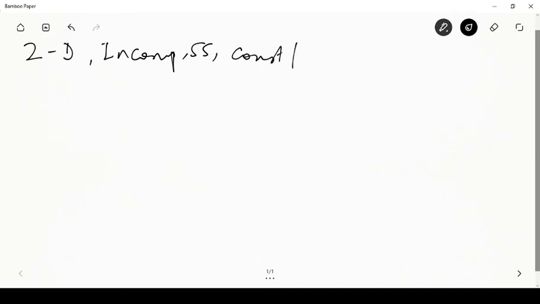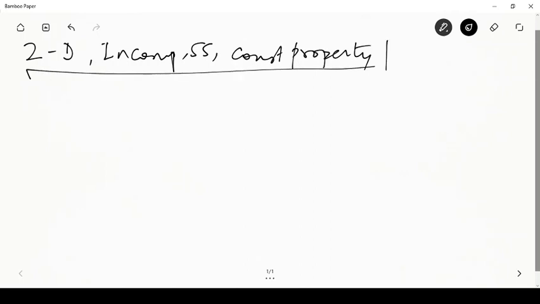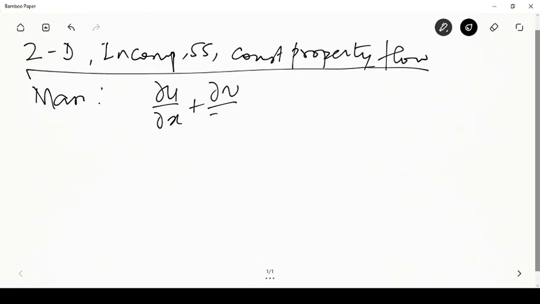So in the last class we looked at the form of the various equations, as let me write it now, for a 2D incompressible steady state constant property flow. Okay, so the equation for conservation of mass becomes del u by del x plus del v by del y equal to 0. Okay.